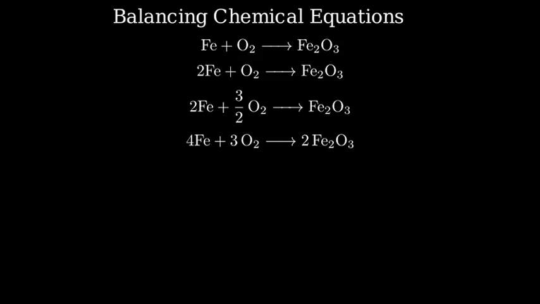Now let's check our final equation. On the left side, we have 4 iron atoms and 6 oxygen atoms. On the right side, we also have 4 iron atoms and 6 oxygen atoms. Since both sides of the equation have the same number of each type of atom, the equation is now balanced.